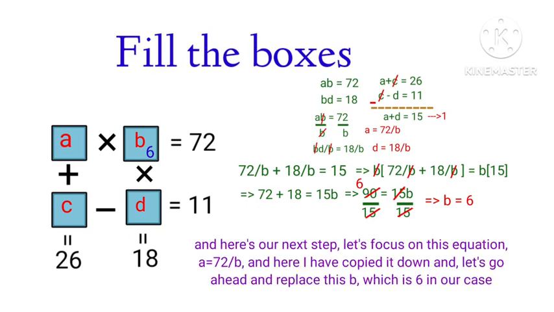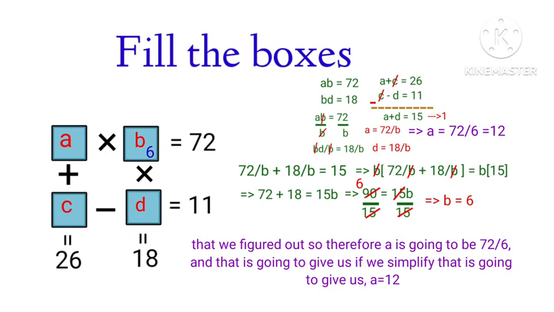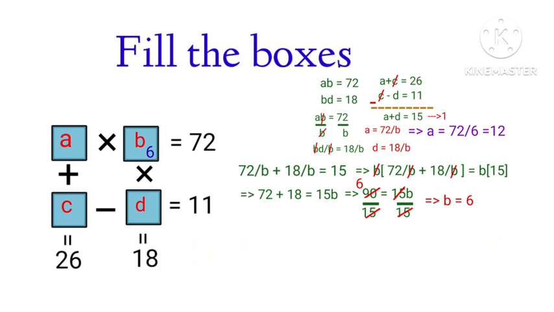And here's our next step. Let's focus on this equation, A equals 72 divided by b. Here I have copied it down, and let's go ahead and replace this b, which is 6 in our case, that we figured out. Therefore A is going to be 72 divided by 6, and if we simplify that, it gives us A equals 12. So that's the value of this box. A turns out to be 12.